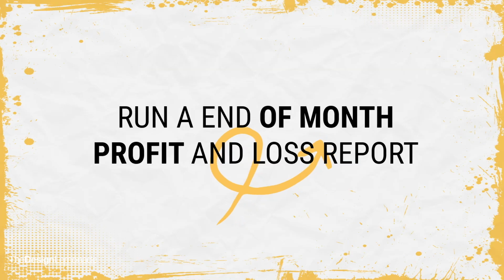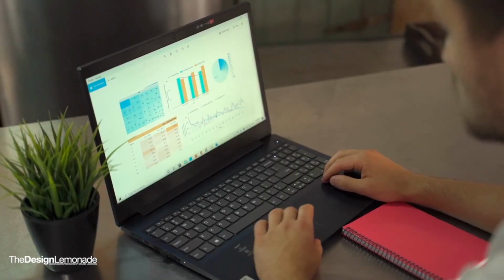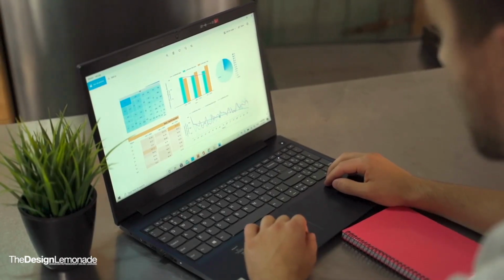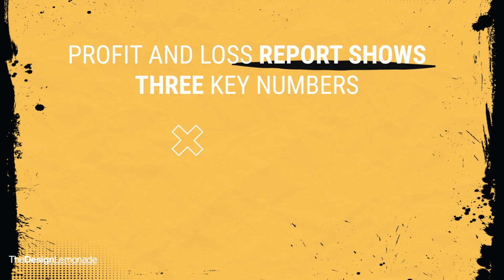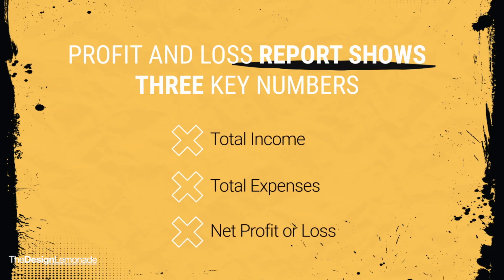At month end, take 30 minutes. Run a simple profit and loss report. One click in software, or some income and expenses in your sheet. Your P&L shows 3 key numbers: total income, total expenses, and net profit or loss.